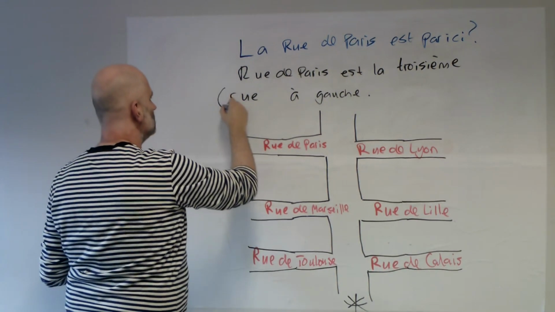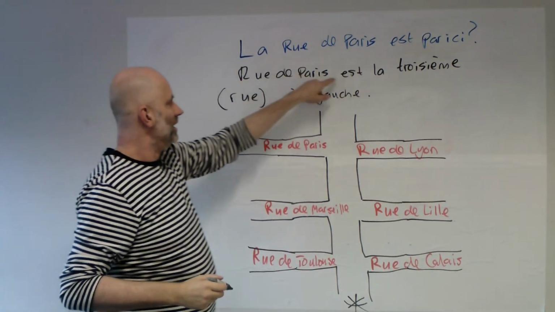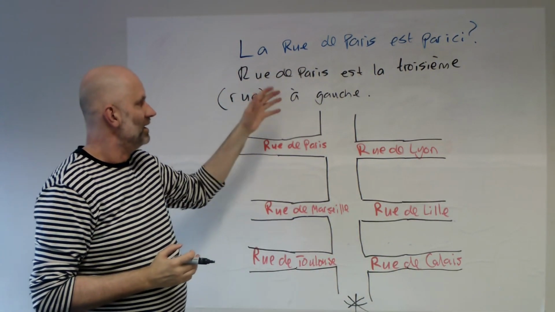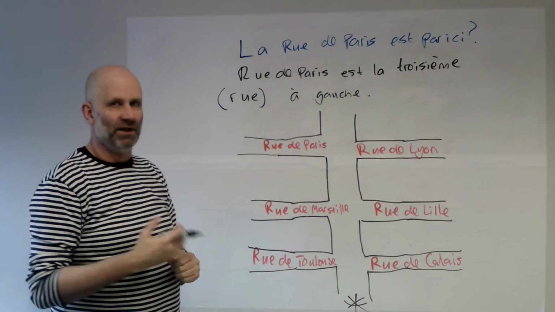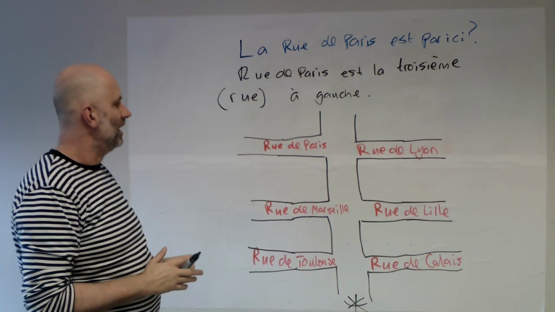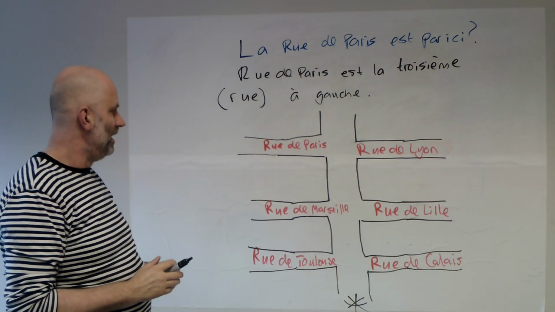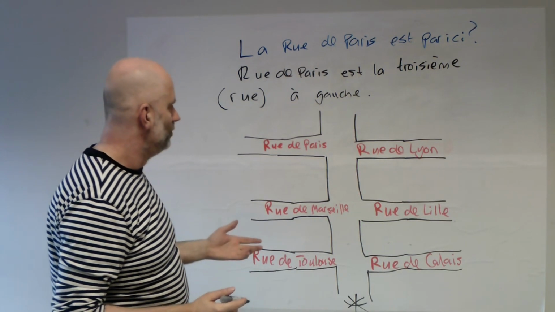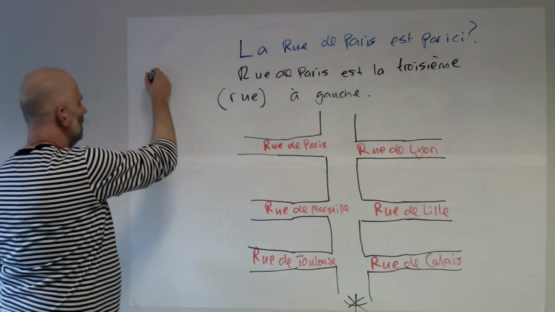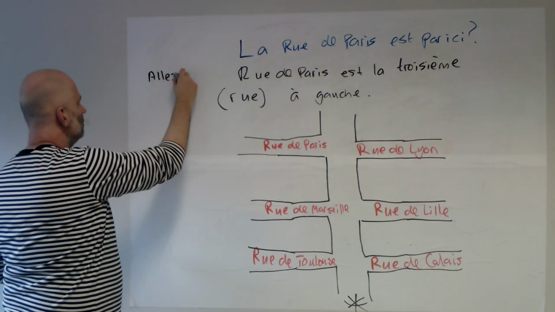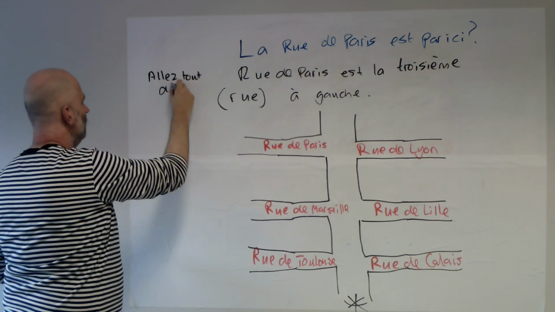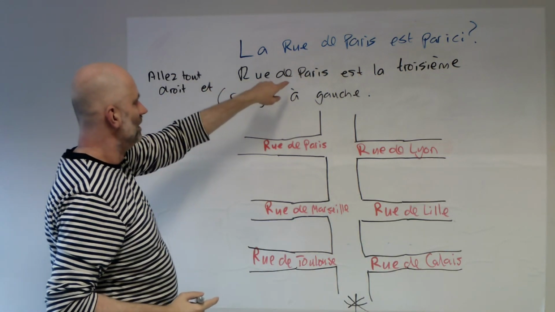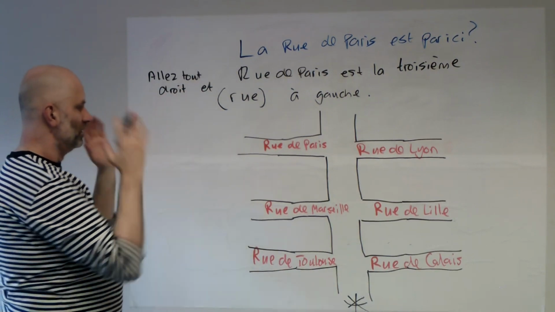Okay, so rue de Paris est la troisième rue à gauche. Also, you can omit this. You don't have to say rue de Paris est la troisième à gauche. So it's like saying rue de Paris is the third on the left, without saying the road on the left. And okay, so où est rue de Lille? Rue de Lille est par ici. So you can also say allez tout droit. Allez tout droit. So go straight on. Rue de Paris, so in this case, allez tout droit, go straight on.